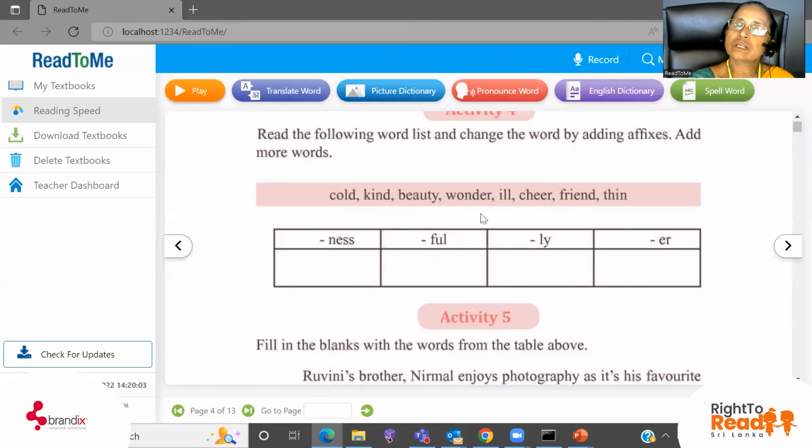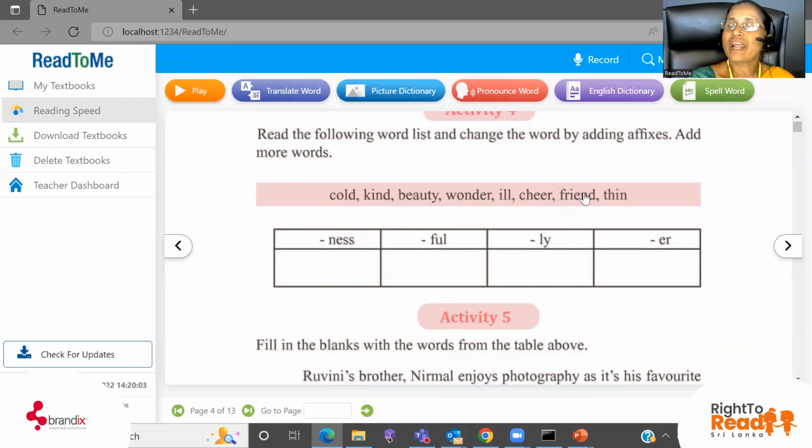Then can you use full for these words? Wonderful. You are wonderful. Your answers are wonderful. Yes. Cheerful. Very good. Ill. What are the words that you can form by adding suffixes? Illness. Good. Illness. We don't say illy.